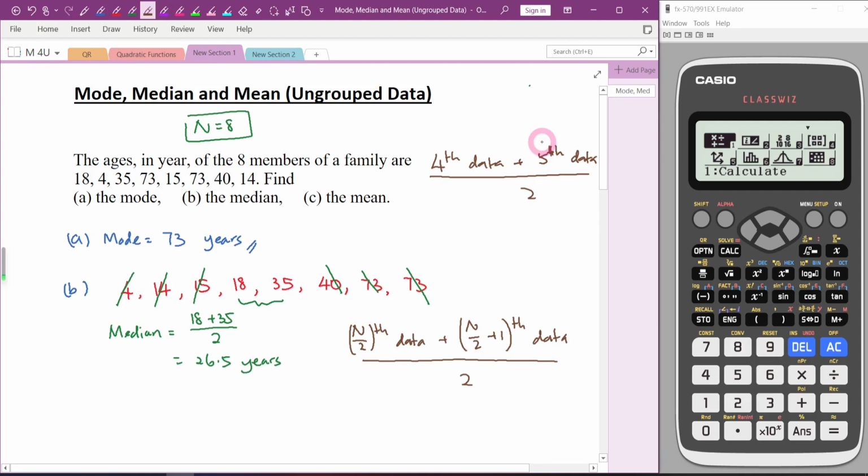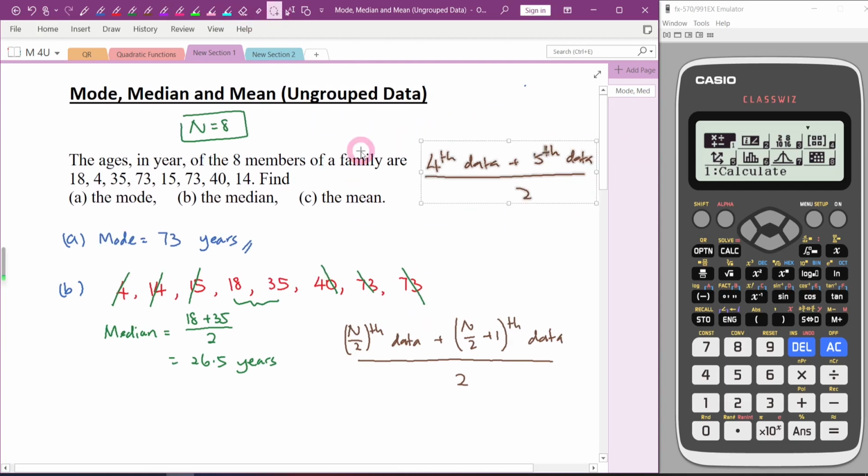So if let's say you are not able to remember the two formula, you can just use this one. N plus 1 divided by 2. N will be 8 plus 1 divided by 2. If you are using this formula, you still can get the answer. So 8 plus 1 is equal to 9. 9 divided by 2, you will get 4.5.